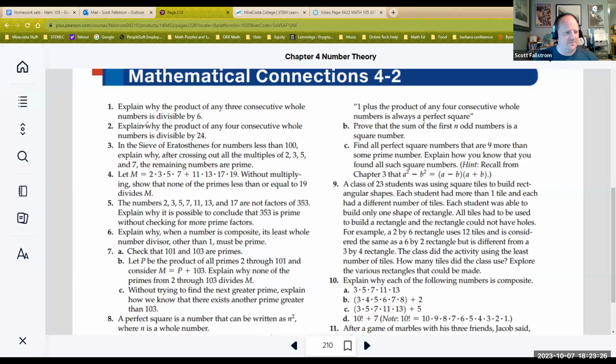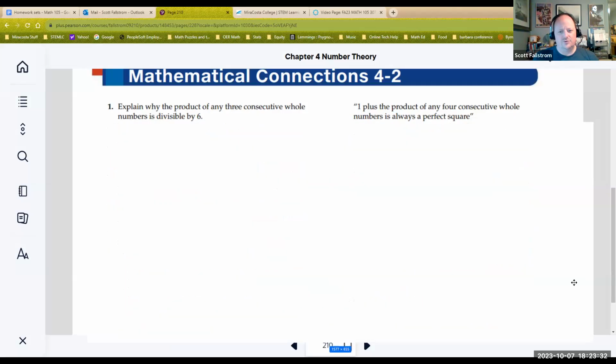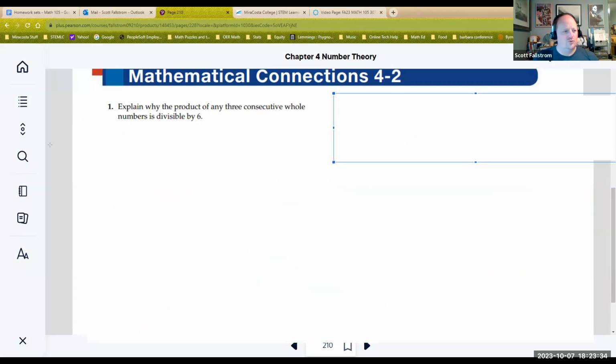Let me get a little white space. Let me give you kind of a nudge in the right direction on one of these. Okay, so here we go. So if I was you and I said, okay, now I need 3 consecutive whole numbers, right? And the product of any 3 consecutive whole numbers must be divisible by 6. Okay, now that makes sense, right? So it doesn't really matter what the first one is, I need 3 consecutive whole numbers.